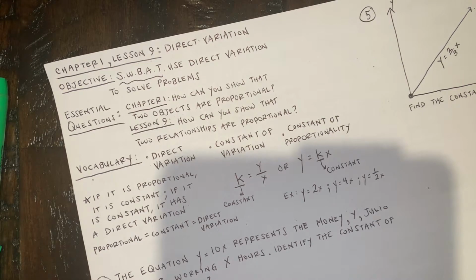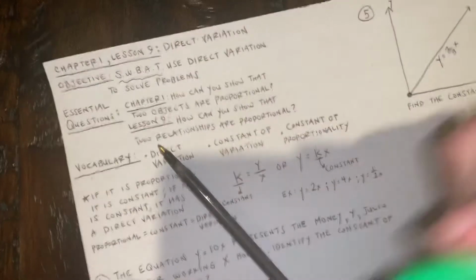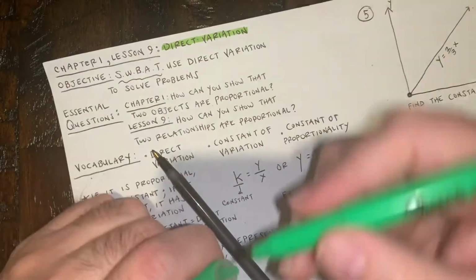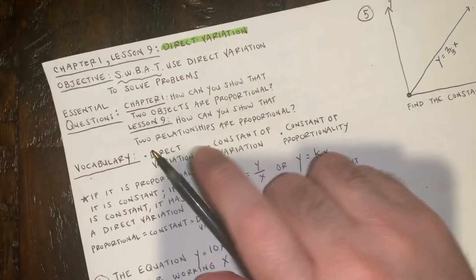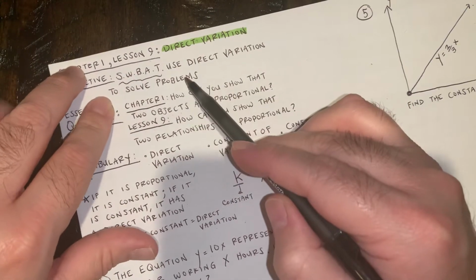So this is the last lesson of the chapter, chapter 1, lesson 9, and it's going to be direct variation. Before I tell you what direct variation is, let's talk about our objective. Students will be able to use direct variation to solve problems.